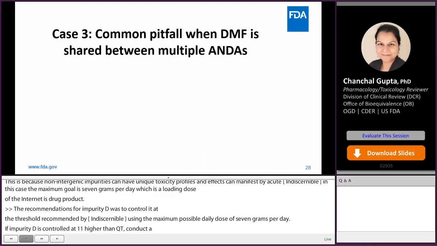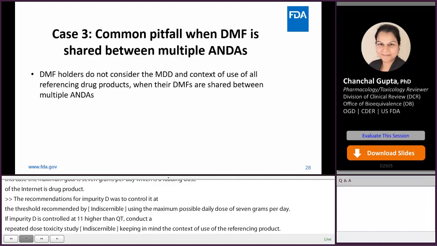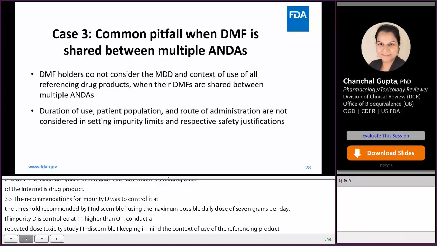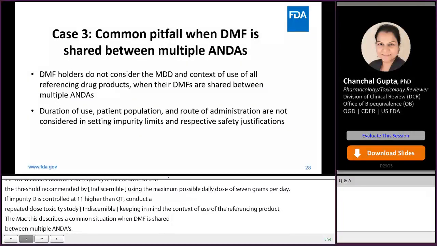This case describes a common situation encountered by OGD Pharm Tox when DMFs are shared between multiple ANDAs. DMF holders do not consider the MDD of all referencing drug products. In addition to the MDD, oftentimes duration of use, patient population, and route of administration are not considered in setting impurity limits and the submitted safety justifications.